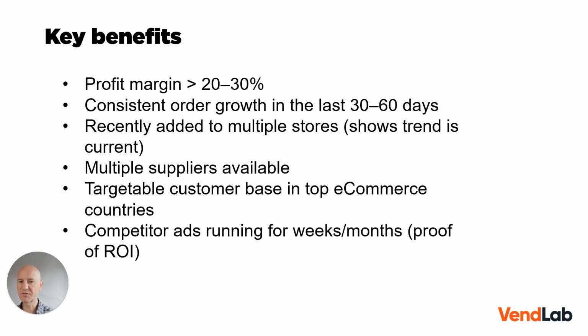You need to look for consistent order growth in the last 30 to 60 days. So a popular growing product. Look for products that have been recently added to multiple stores. So that shows that this is a popular product. Try and find products where there's multiple suppliers. So if one supplier goes out of stock, you can always buy from elsewhere. You need to have a targetable customer base in top e-commerce countries. So a product which is popular in places like USA, UK, Europe, etc. And also look for competitors that have been running ads on these products for several weeks or months, because that shows that it's a product which is performing over a long period of time.